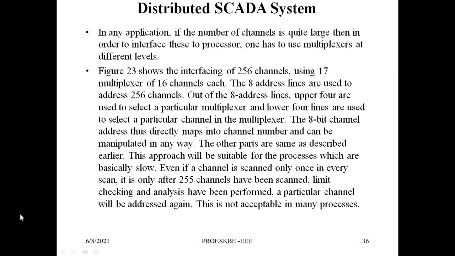The 8 address lines are used to address 256 channels. Out of the 8 address lines, the upper 4 are used to select a particular multiplexer and the lower 4 lines are used to select a particular channel in the multiplexer. The 8-bit channel address thus directly maps into the channel number and can be manipulated in any way.